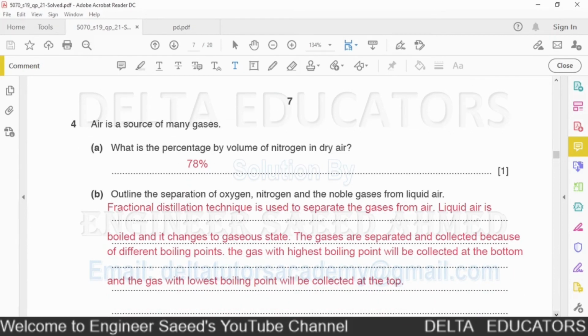Next question. Question number 4. Air is a source of many gases. What is the percentage by volume of nitrogen in dry air? Percentage of nitrogen in dry air is 78. So here we just have to write 78%.